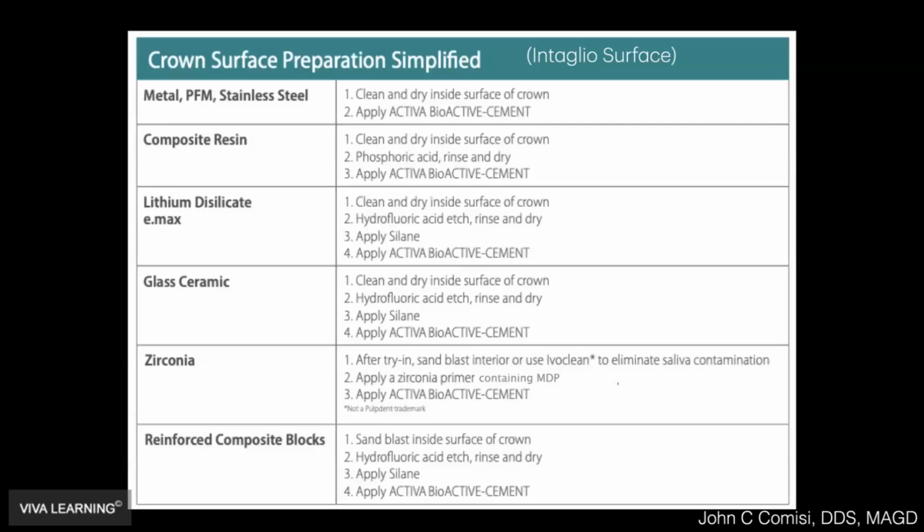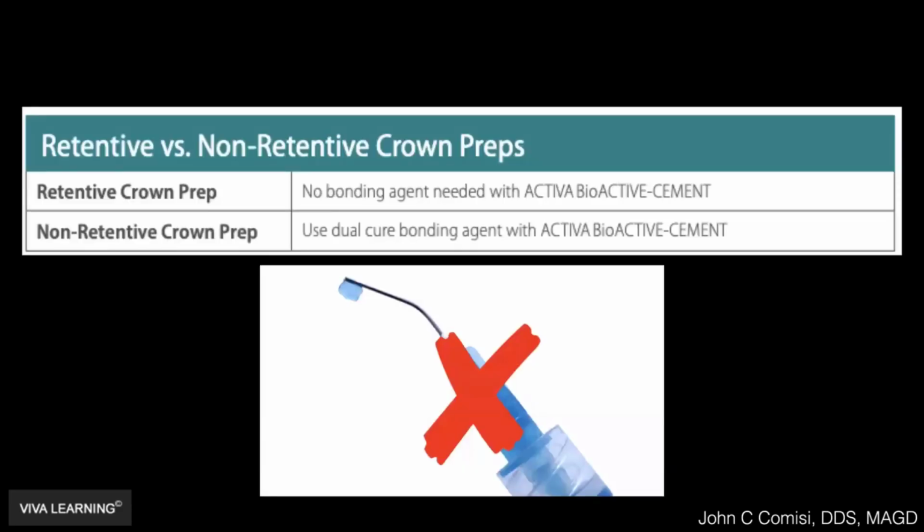Reinforced composite blocks, again, similar to the other materials, the lithium disilicate and the glass ceramics, hydrofluoric acid after you sandblast the internal aspect. That's the main difference there. With the reinforced composite blocks, you do want to sandblast the inside surface of that crown. Then hydrofluoric acid, rinse and dry, put on your silane, and apply the cement. Very simple process, trying to make life easier for all of us in that aspect.